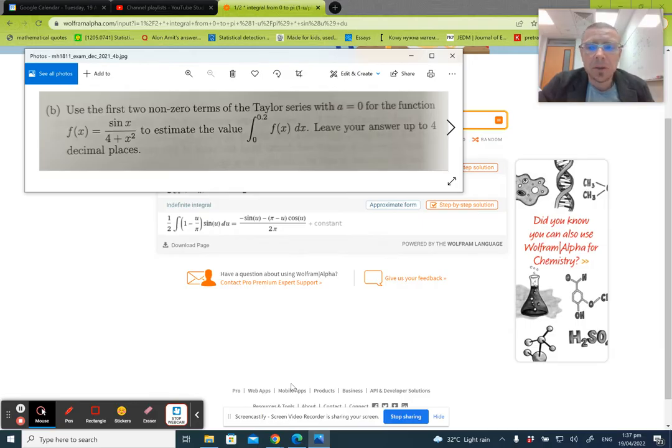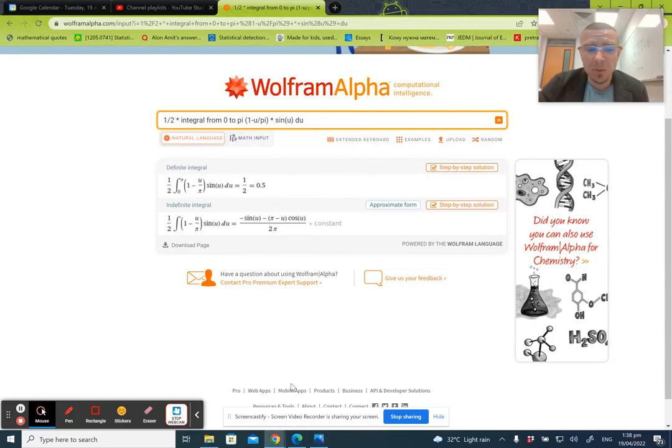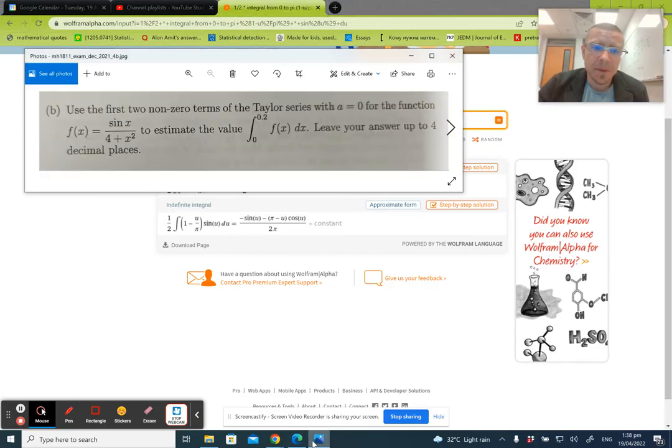One is to just find consecutive derivatives of this function and evaluate them at 0. The second way is to take the Maclaurin series for sine x and multiply by the Maclaurin series of 1 over 4 plus x squared. If you want to use the first way, it is doable, I guess, but you will have to differentiate this function 3 times, which is probably not very easy.